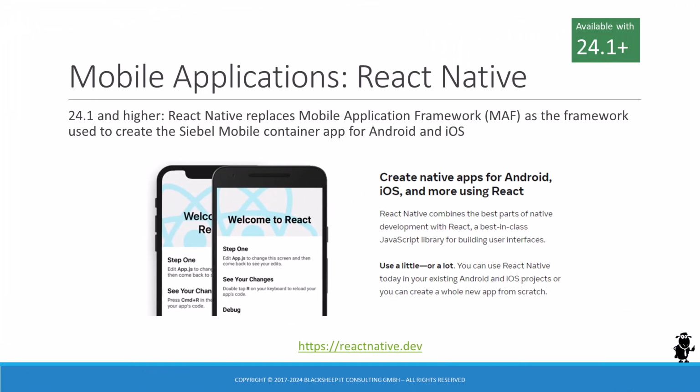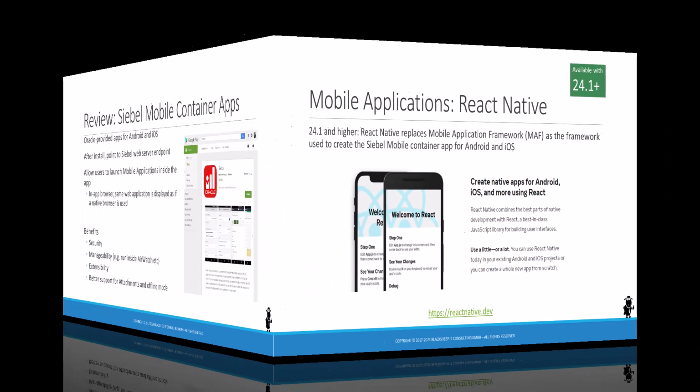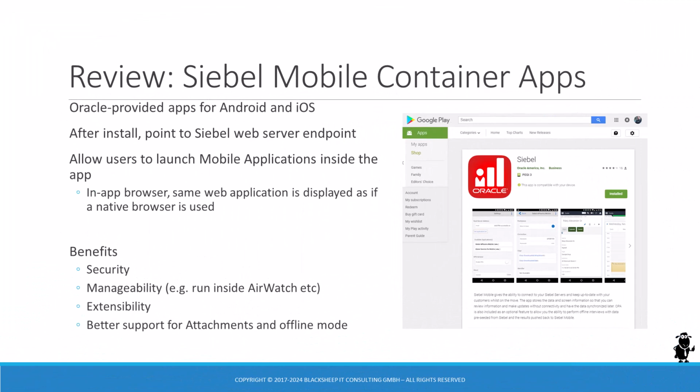Oracle's own Mobile Application Framework, MAF, was used until 23.12 to create the container app which users of Siebel mobile applications can download from Google Play or the Apple App Store. These container apps implement an in-app browser which renders the standard Siebel OpenUI web application. The app allows deeper integration with the device compared to running the Siebel web application in a native browser. With Siebel CRM 24.1, Oracle replaces MAF with Meta's React Native framework for Siebel mobile applications.